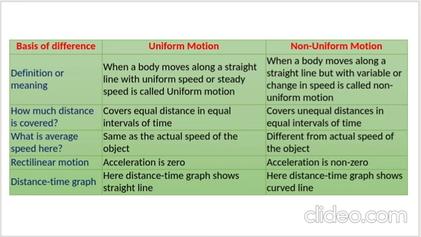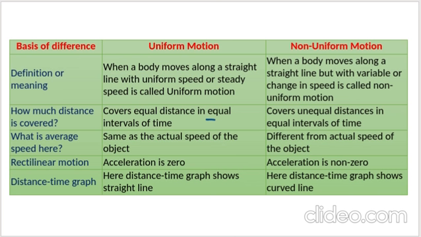Now let's understand the differences between uniform and non-uniform motion. Definition I've already explained, let's move ahead. How much distance is covered? In uniform motion, equal distance is covered in equal intervals. Correct? Suppose in 10 seconds, 5 meters. That is equal. But in non-uniform motion, it doesn't cover equal distances in equal intervals. It doesn't do that.